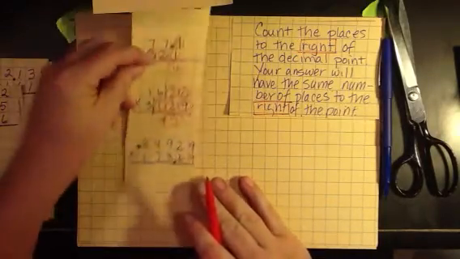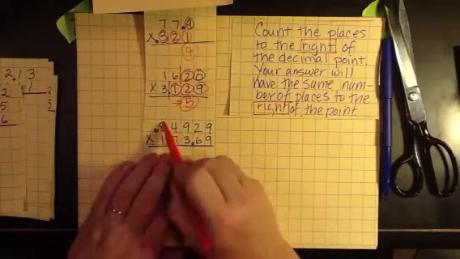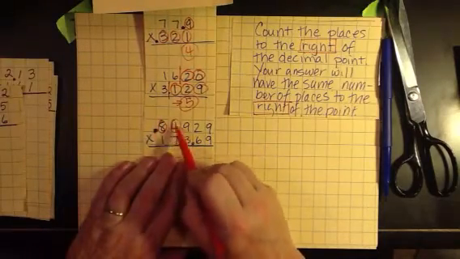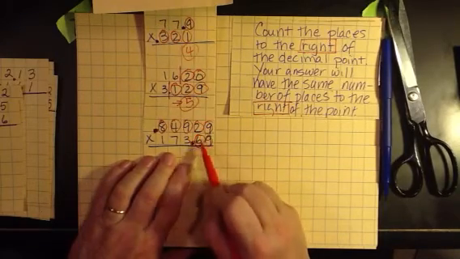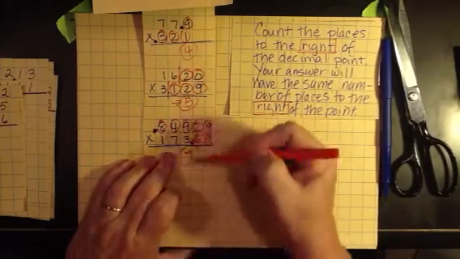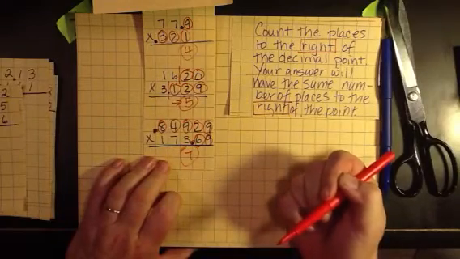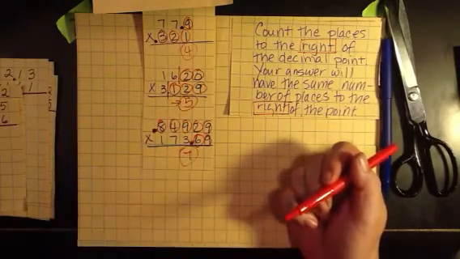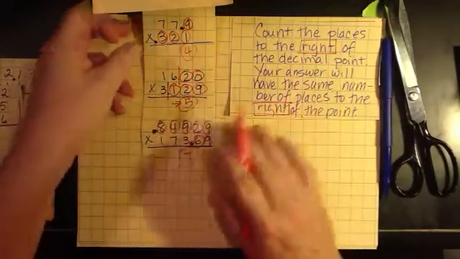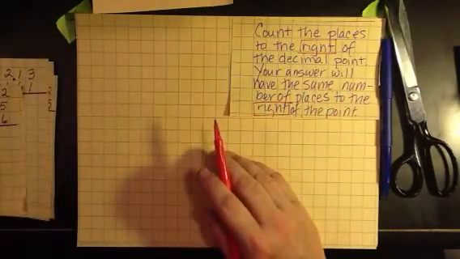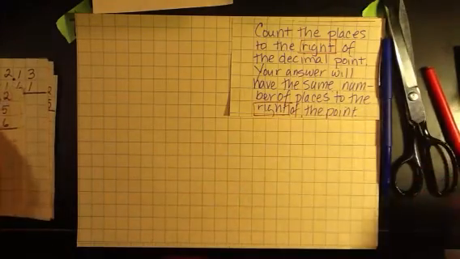In this last one, I have 1, here's the decimal point, 2, 3, 4, 5, there's the decimal point, 6, 7. So my answer, which will be a fairly large number, or at least have a lot of digits, will have 7 places to the right of the decimal point. So let's see what this looks like in practice.